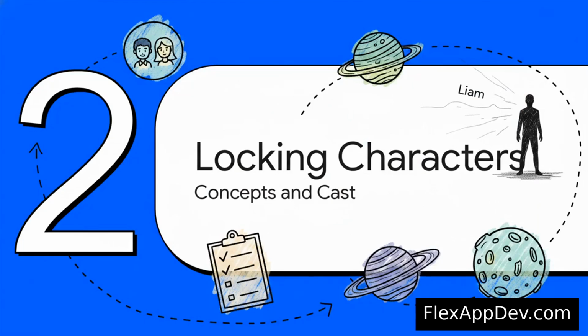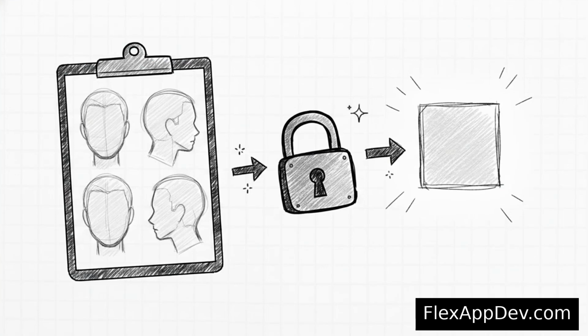Section 2. Concepts and locking characters. To see how this builds into an actual production, let's follow a case study. We're going to look at a short film about Liam, a man who can teleport anywhere in the universe. Now, our initial plan is tight, limiting scenes to a maximum of 2 characters across 3 different planets. Having this shot list means we know exactly what we need to build before we open a single tool.